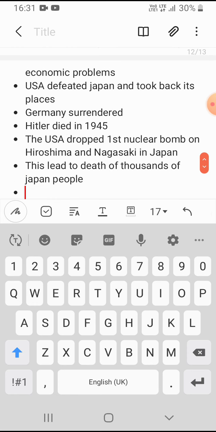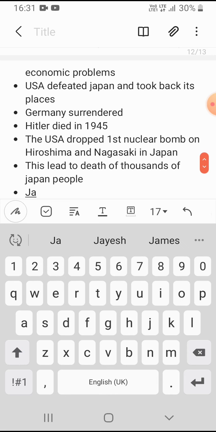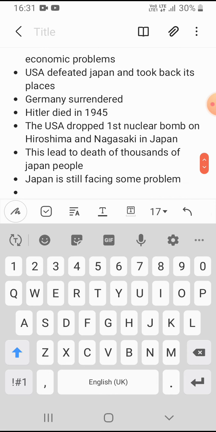And Japan is still facing some problems. That means the nuclear bomb is still spreading problems. If a child is born, it may be born without eyes, or without eyesight, or his hands will not be well, his legs will not be well. They are still facing some physical problems.